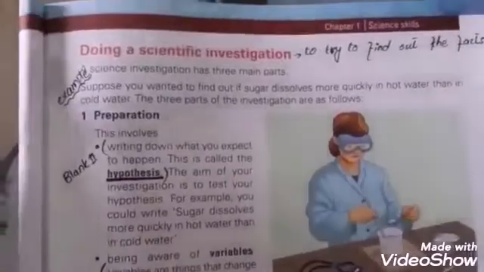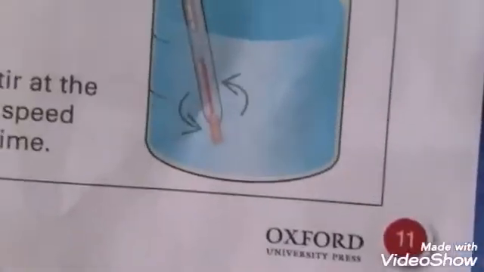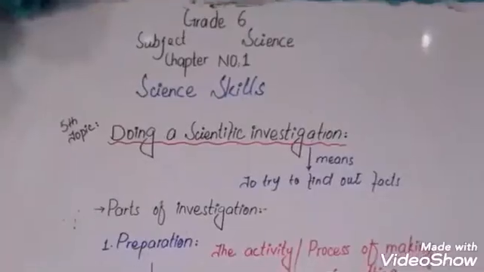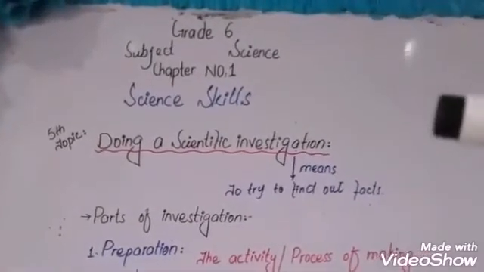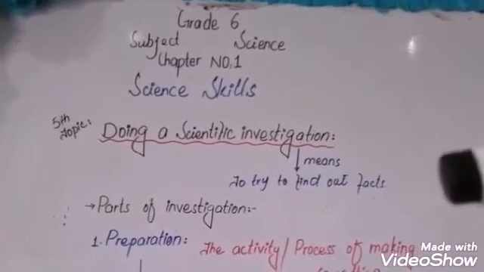The last topic of this chapter, doing a scientific investigation, on page 11. Doing a scientific investigation means trying to find out facts, trying to find out something new.